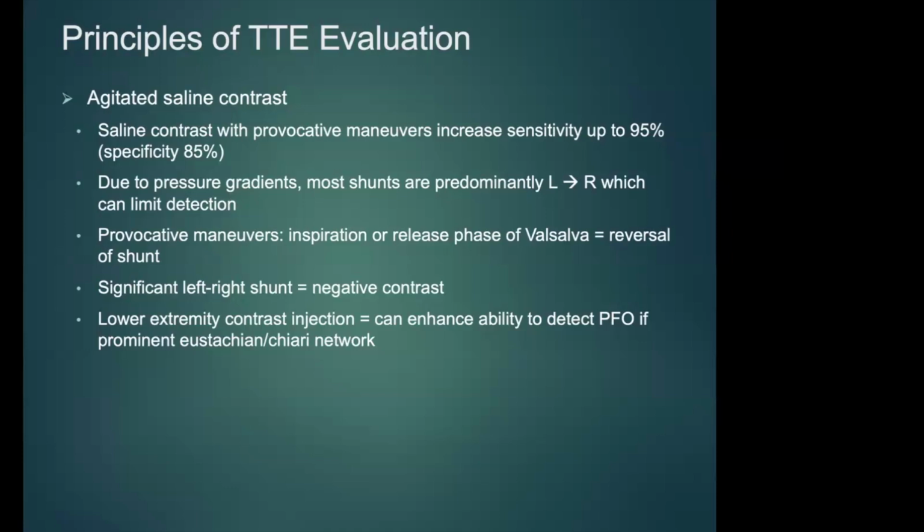So lower extremity contrast, so putting an IV in the foot and injecting contrast, can actually increase your ability to detect a PFO that's lower in the septum. If there's a prominent Eustachian valve or Chiari network, it may not direct blood flow very well from a typical upper extremity contrast. So using a lower extremity, you can have the microbubbles interact with the atrial septum a little bit better to unmask more occult PFOs.